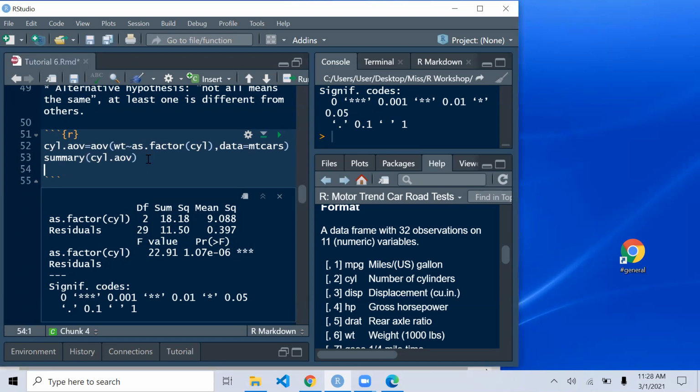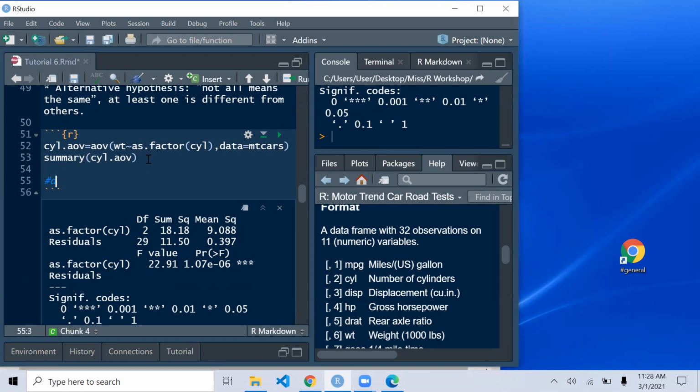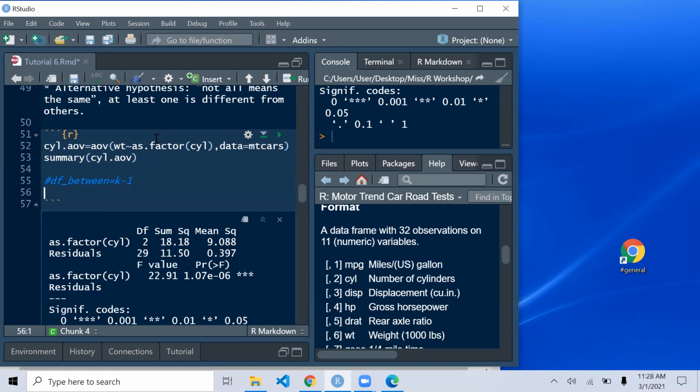So your degrees of freedom between is going to be equal to k minus 1, and that's obviously 2. Then degrees of freedom within. The within is the variability you tend to see within each group, and it is n minus k minus 1. And so that's why you see what it looks like.